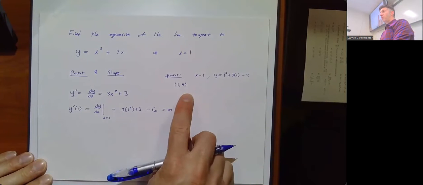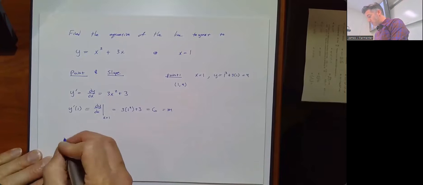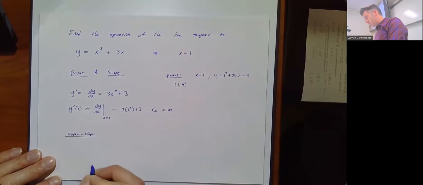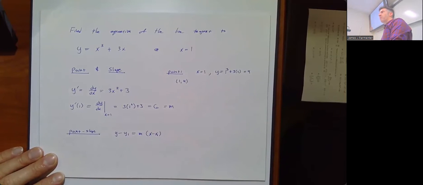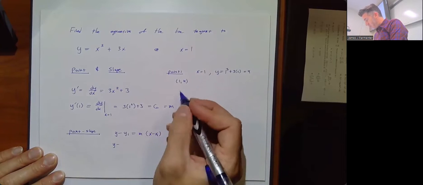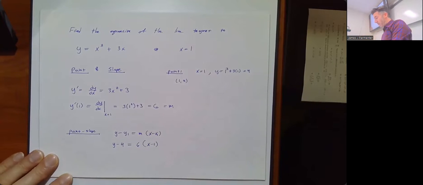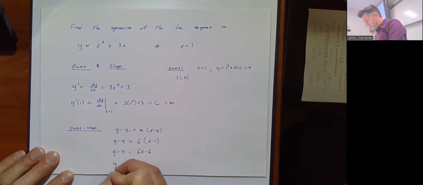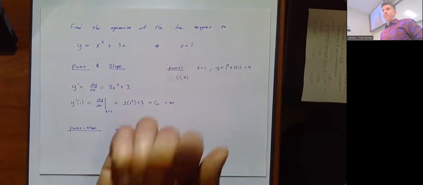We have a point, it's (1, 4), and we can use those two pieces of information to find the equation of the line. My preferred way is to use the point-slope form, though you can use whatever form of a line equation you like. I like the one where you do y minus the y coordinate equals your slope times x minus the x coordinate. So in this case, it's y minus 4 equals 6 times x minus 1. And then I would probably solve for y. So y minus 4 equals 6x minus 6, and then add 4 to both sides to get y equals 6x minus 2.